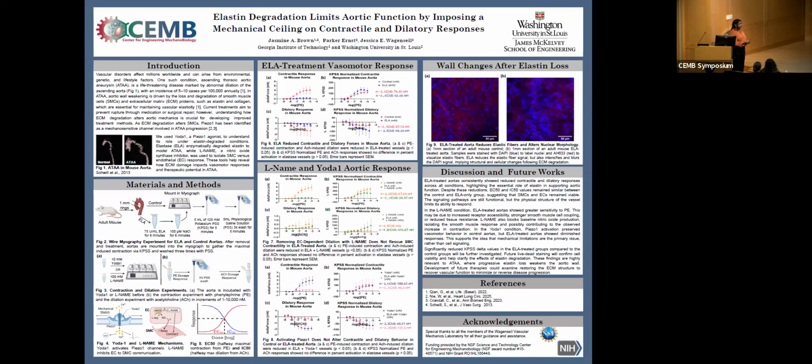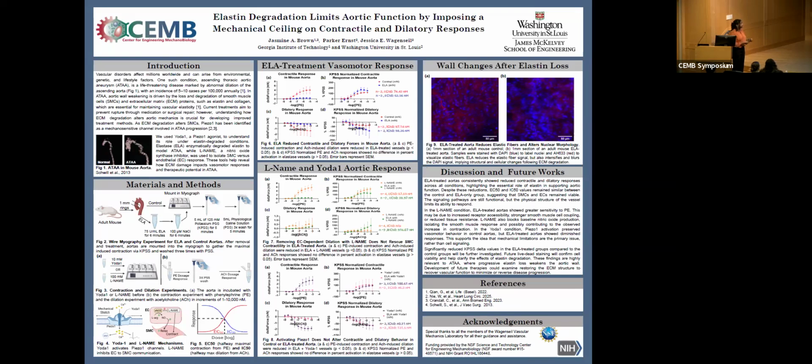Additionally, we do know that this elastin degradation contributes to changes in smooth muscle cells, also known as SMCs, and this can cause changes in SMC phenotype as well as cell count loss. We also know that piezo-1, a mechanosensitive ion channel, directly relates to SMC contractility. That gave us motivation to explore piezo-1 for its implication in ATAA disease progression.